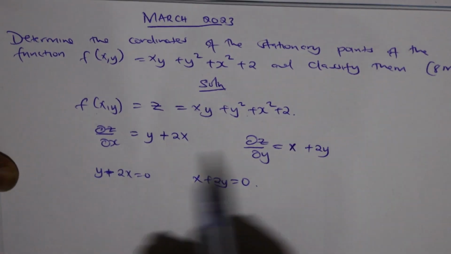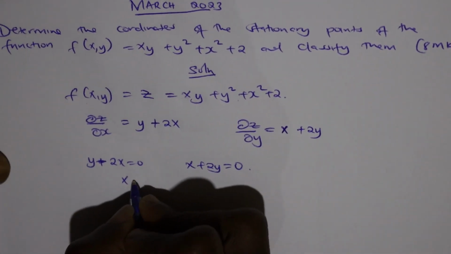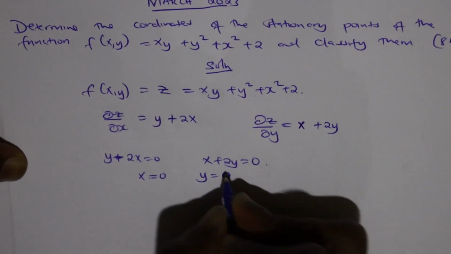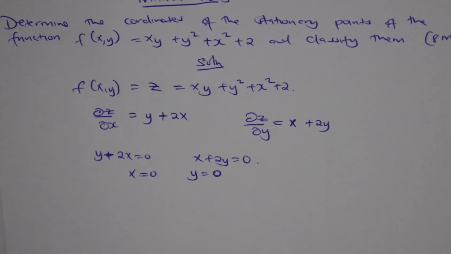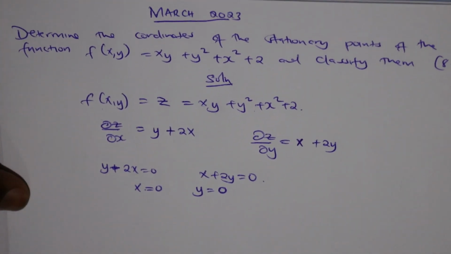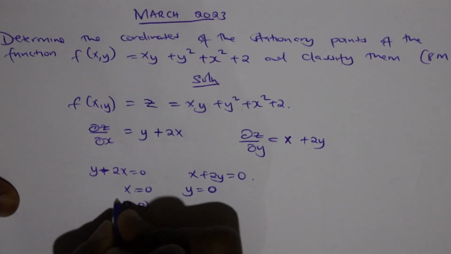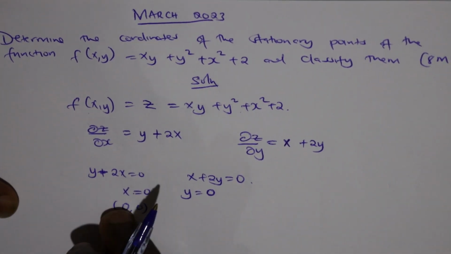Okay, so basically we'll say your value of x will be 0, and your value of y will also be 0. So your point therefore will be 0, 0. Okay, now so you have your point.